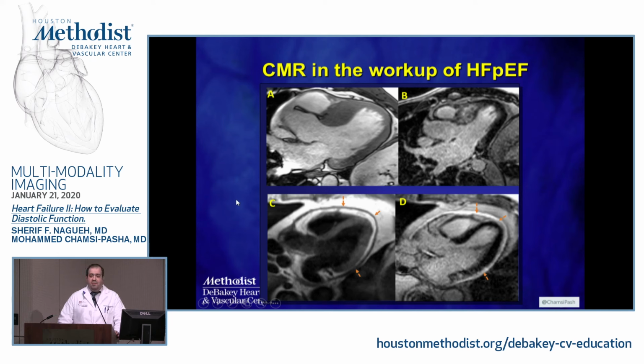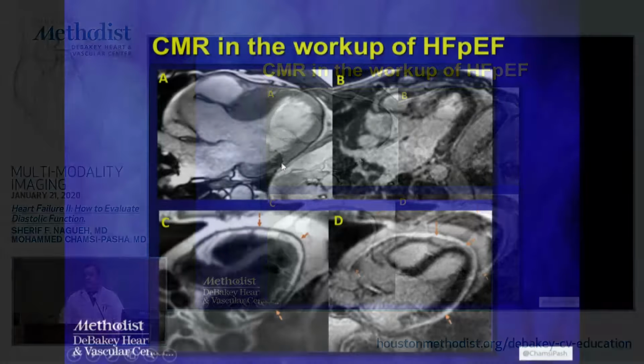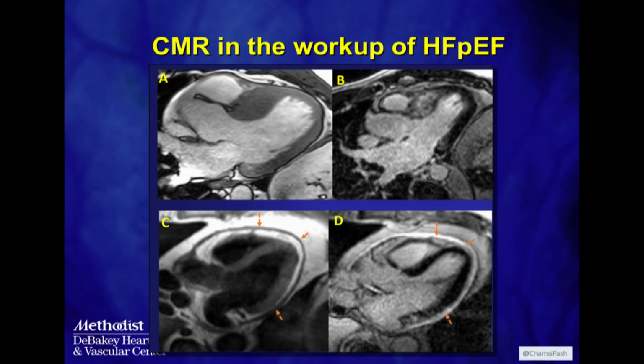Now, where MRI really adds in the workup of people who have heart failure with preserved ejection fraction is in assessing whether there are any other reversible causes for this patient to have diastolic dysfunction. So especially if you have someone with unexplained severe left atrial enlargement and they do not have major risk factors like hypertension or diabetes, you really want to try to think outside the box. Could there be an alternative explanation causing their HFpEF?